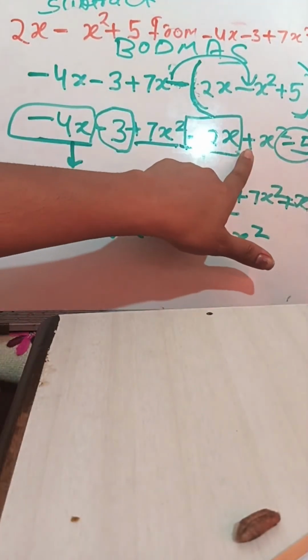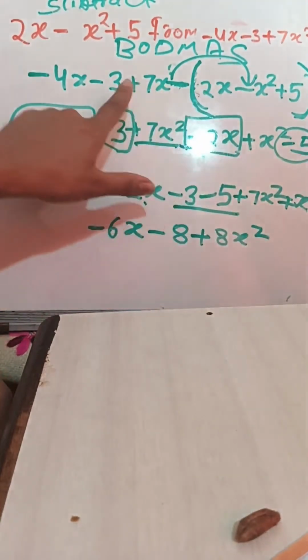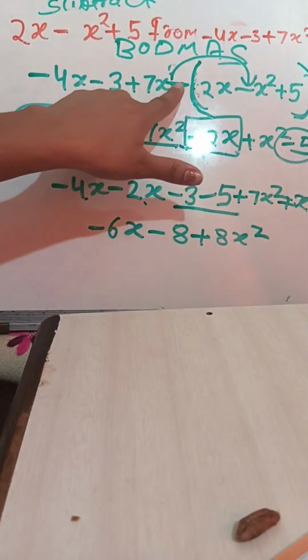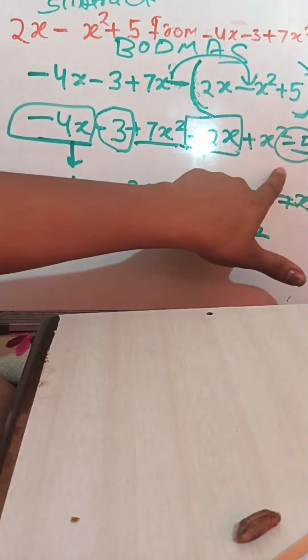What do we have? Plus x square. Again we have a plus sign, so it becomes a minus sign, because there is a minus in front. Whenever minus is multiplied by minus, it is plus. When minus is multiplied by plus, it is minus.